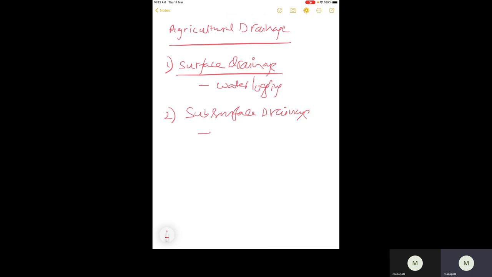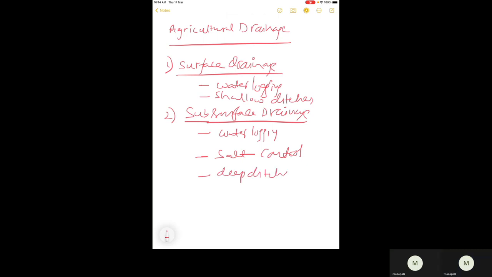Whereas the subsurface drainage system does both water logging and salinity or salt control. So these are the two drainage systems we generally follow. Surface drainage mostly removes the excess water from the surface by providing shallow ditches, whereas in the subsurface drainage system, you have deep ditches, also called drain pipes or tile drains, or tiles.